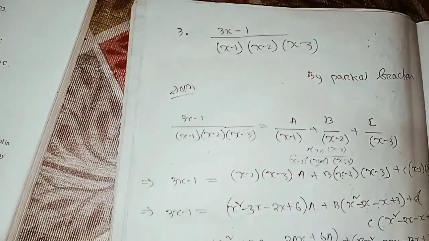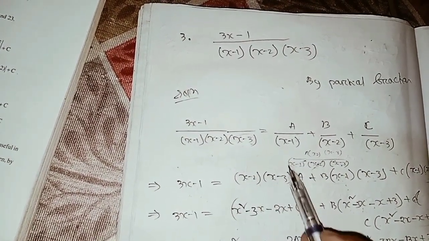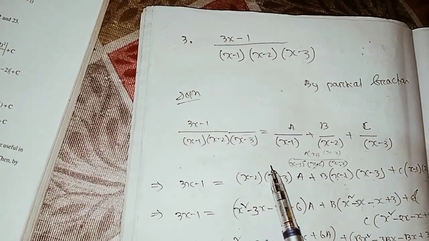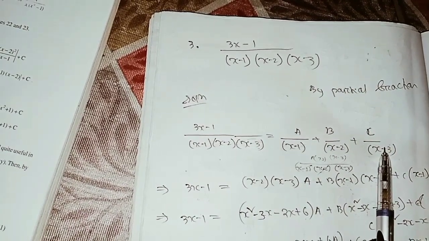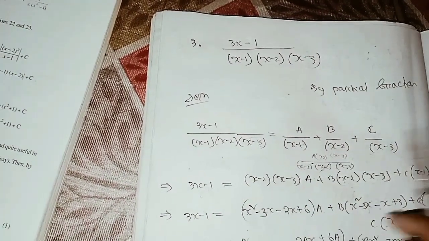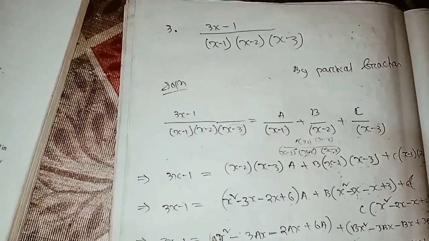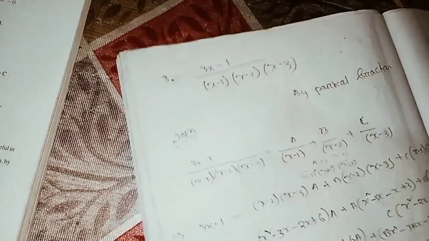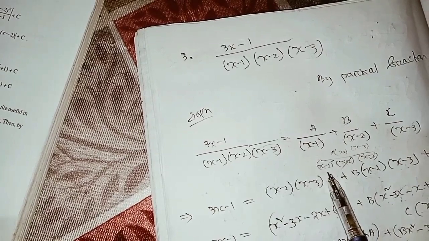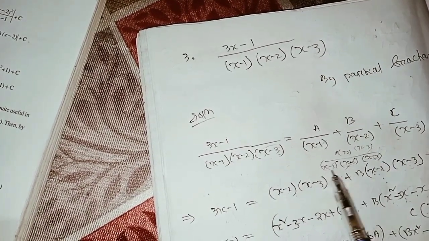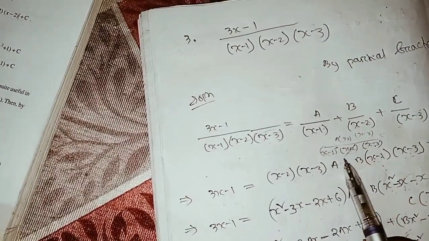So x minus 1, x minus 2, x minus 3, this is a formula related to this type. Just write it as a by x minus 1 plus b by x minus 2 plus c by x minus 3. Then however I write here, you can see x minus 1, x minus 2 and x minus 3. Take the LCM.